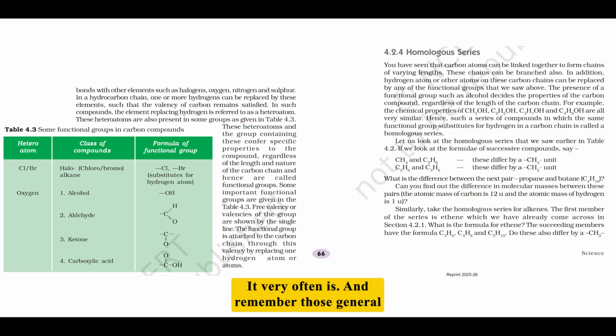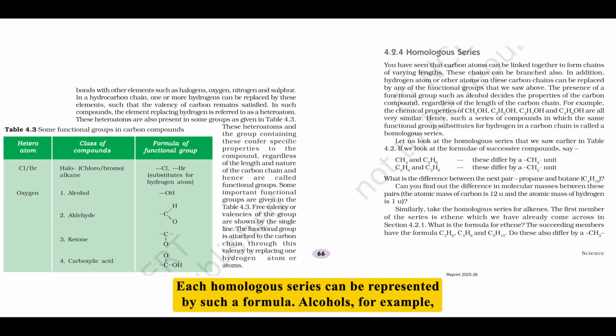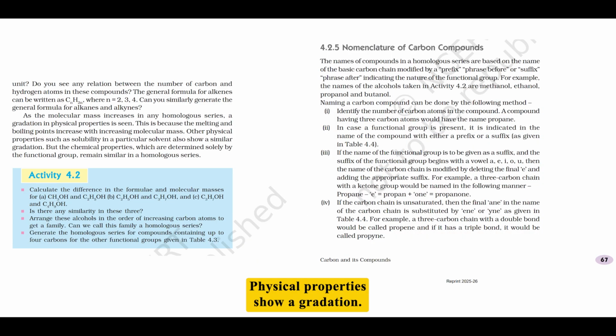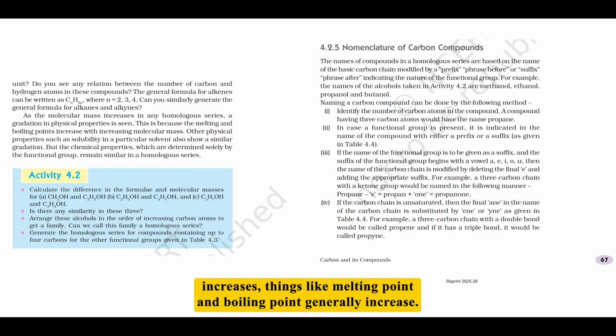It very often is. And remember those general formulas we mentioned, like CnH2n+2 for alkanes? Each homologous series can be represented by such a formula. Alcohols, for example, can be represented as CnH2n+1OH. Okay, so same functional group, differ by CH2, mass difference of 14 u, general formula. What about their properties? Physical properties show a gradation. As the carbon chain gets longer and the molecular mass increases, things like melting point and boiling point generally increase. Why? Because the intermolecular forces, van der Waals forces, become stronger between larger molecules, so it takes more energy to separate them. Solubility might also show a trend.